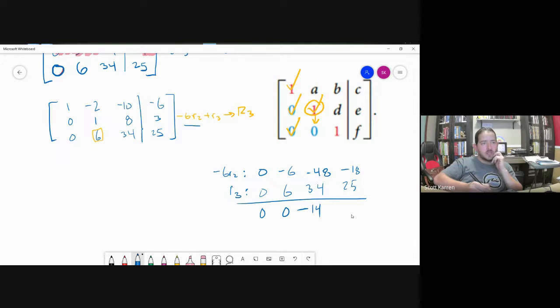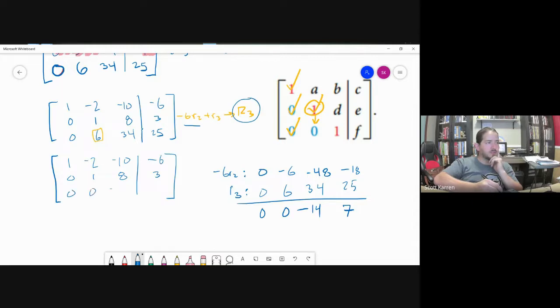-14, and then 7. Okay. So that's my new row 3. I'm going to rewrite my matrix. And there's a lot of rewriting stuff here. But I didn't touch row 2. I don't want to change row 2, that is. But I did create a new row 3, and that's my 0, 0, -14, 7.